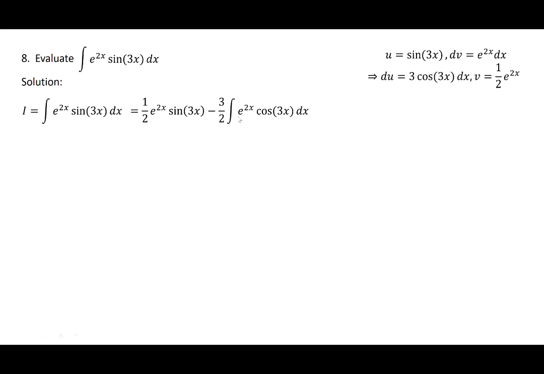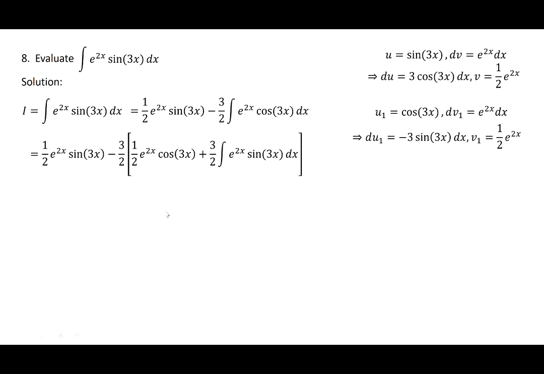Again, notice we ended up with an e to the 2x cosine of 3x in here. So what are we supposed to do? We apply integration by parts once again. u1 is cosine of 3x and dv1 is e to the 2x dx, and figure out du1 and v1. And when you do, be careful about how you write all of this, right?